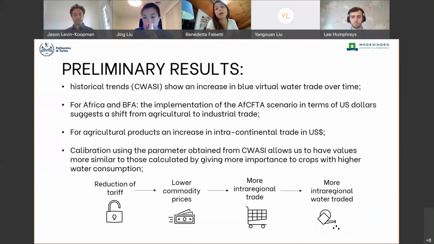And we can observe that for agricultural products, there is an increase in intracontinental trade in USD, and the same could be said also for virtual water flows. So the calibration using the parameter obtained from QASI allows us to have a value more similar to those calculated by giving more importance to crops with higher water demand. And so we can see in summary that in terms of quantity, the implementation of the policy will lead to an increase in intra-trade, and the same thing can be deduced in terms of virtual water.